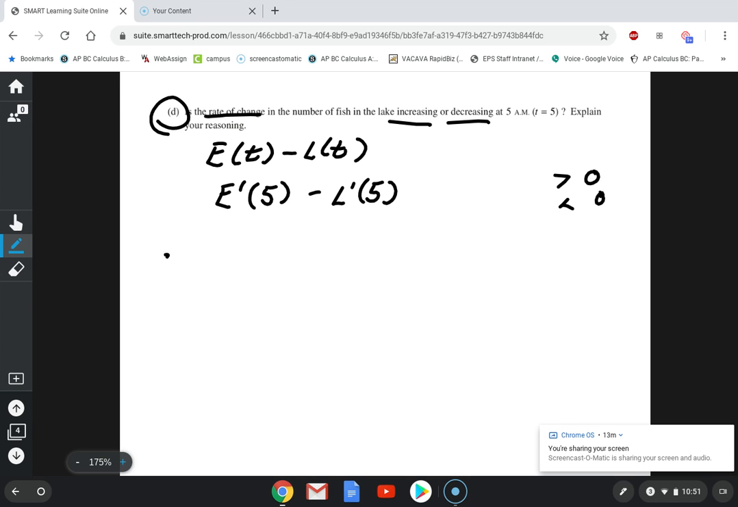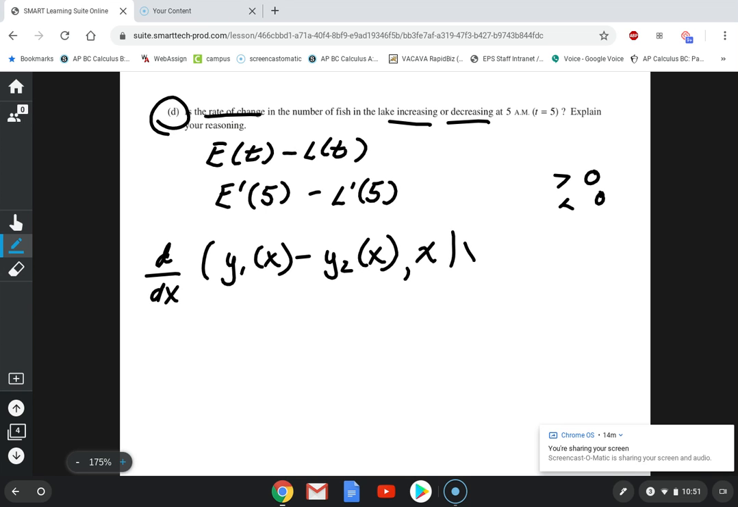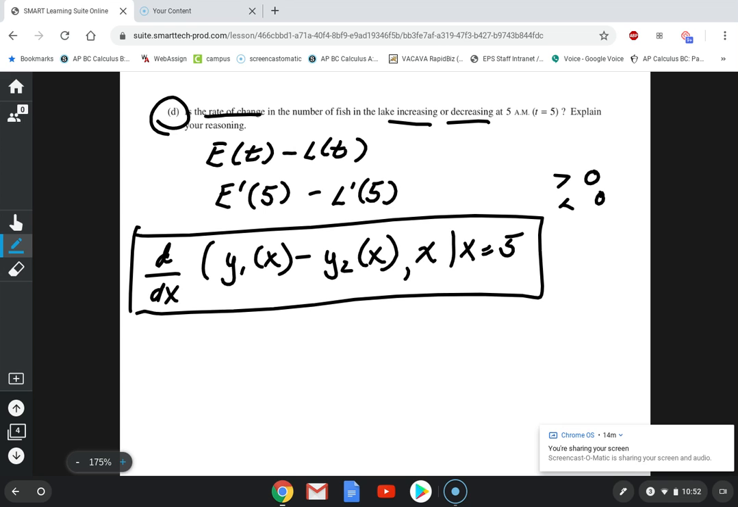Now, I would not write this, but this is what I did on my calculator. I took the derivative, d/dx, of what I have stored in y sub 1 at x, minus y sub 2 at x because I already had that stored. So I'm finding the derivative, and then I put this line, which tells me to evaluate it at x equals 5. So this, again, is calculator speak, which would not be written on the AP exam. So do not write this.